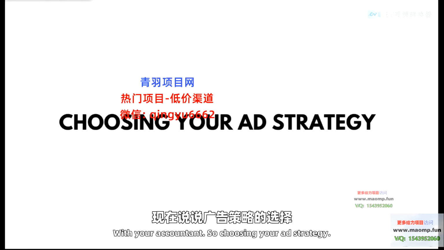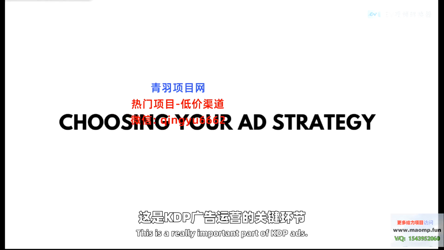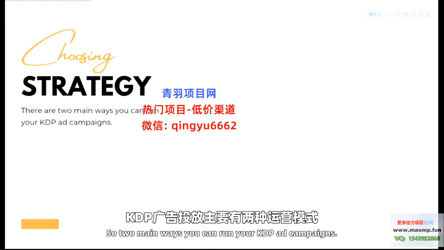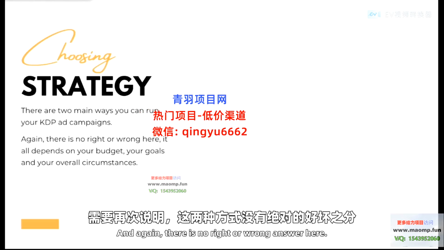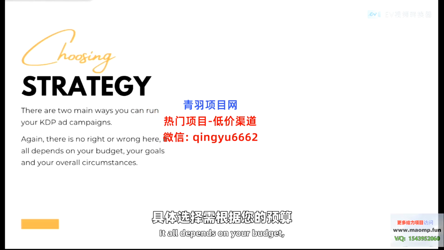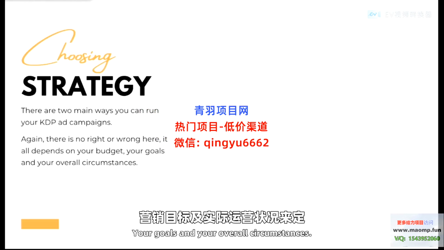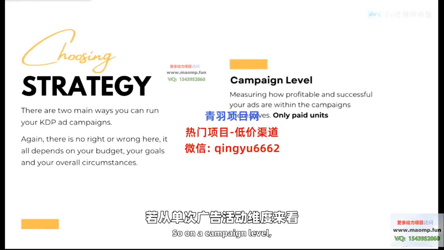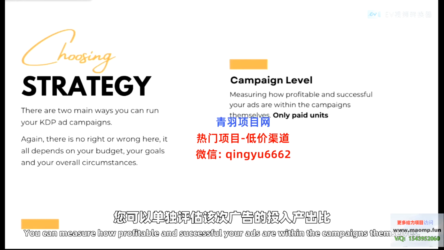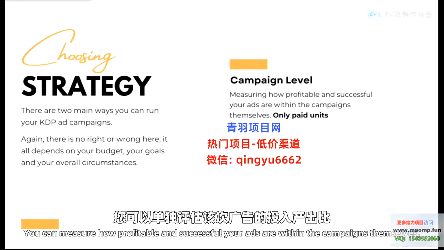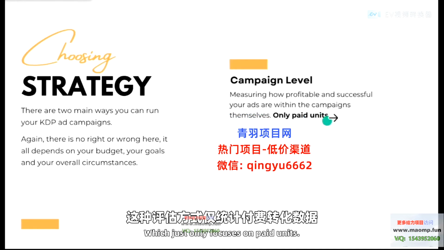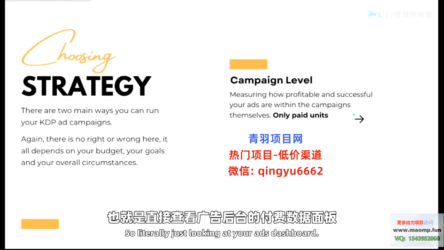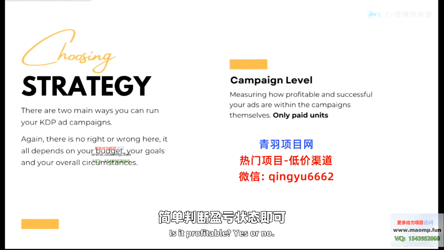So, choosing your ad strategy. This is a really important part of KDP ads. There are 2 main ways you can run your KDP ad campaigns, and again, there is no right or wrong answer here. It all depends on your budget, your goals, and your overall circumstances. On a campaign level, you can measure how profitable and successful your ads are within the campaigns themselves, which only focuses on paid units. So literally just looking at your ads dashboard: is it profitable, yes or no?